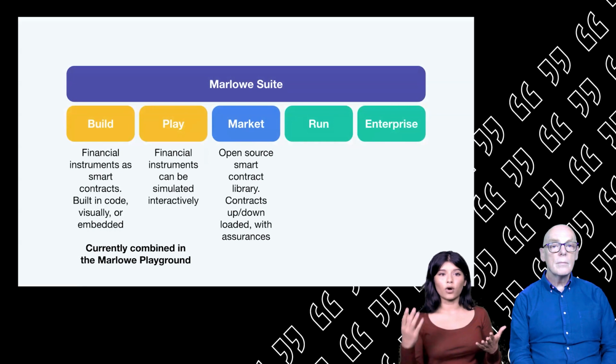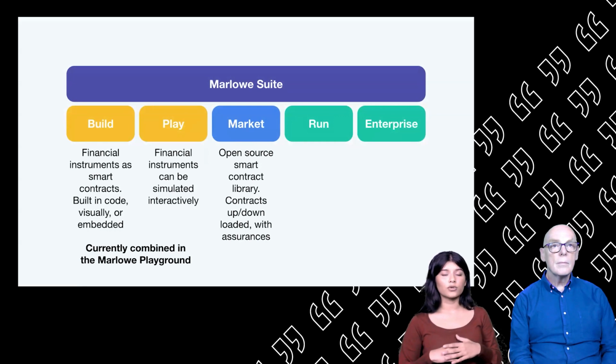Now, what we have done so far is we've already developed quite a few different types of financial instruments such as escrows, swaps, CFDs, as well as certain types of loans, such as zero coupon bonds. And those are already existing within several of the Marlowe products.